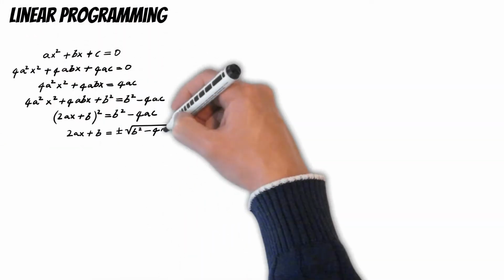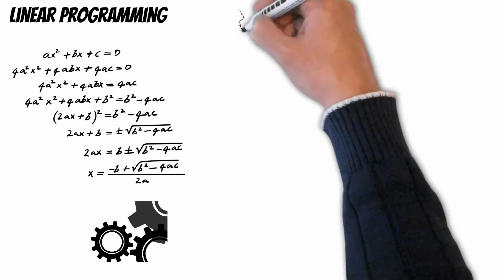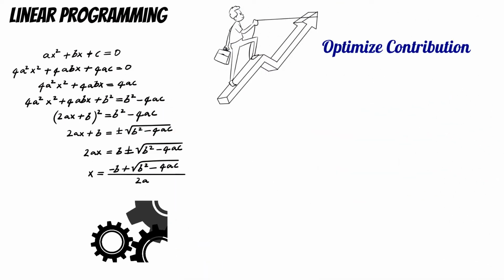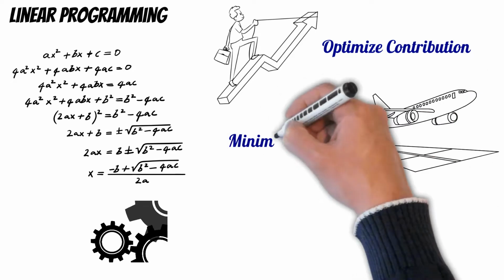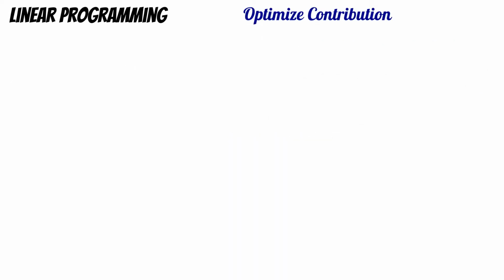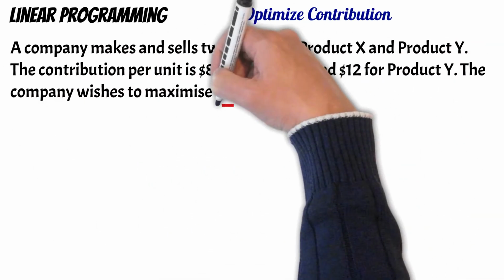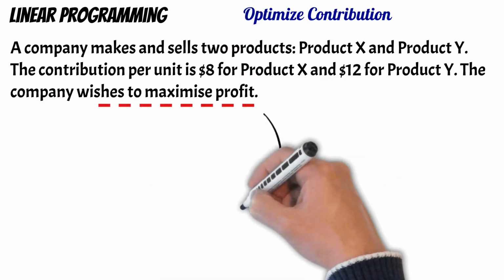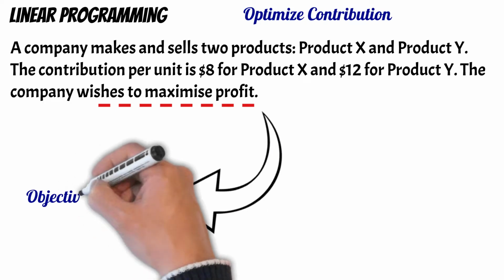Linear programming is a mathematical method for determining a way to achieve the best outcome, be it the profit maximization or the least cost solution, subject to a number of limiting factors. For example, the company wishes to maximize profits. So the profit maximization is the objective function here.